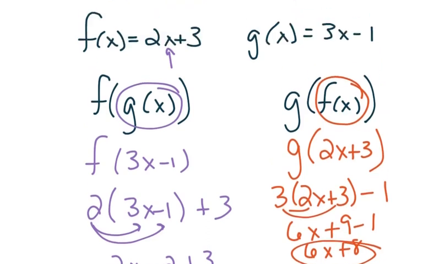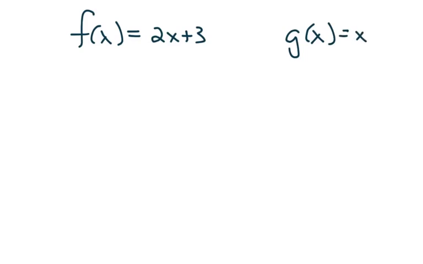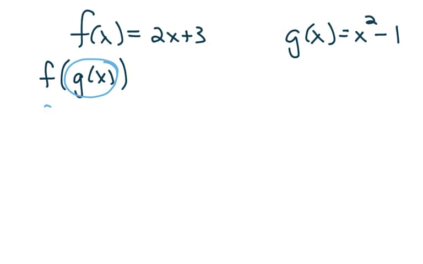It gets a little bit harder when you have to do more complicated math. So, for example, let's look at this. f of x is equal to 2x plus 3, and g of x is equal to x squared minus 1. Let's start by finding f of g of x. This says plug g of x, which is x squared minus 1, into f of x. So we're going to plug into here.